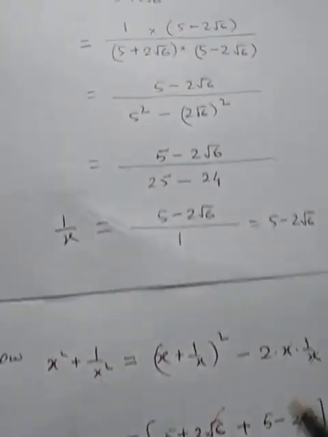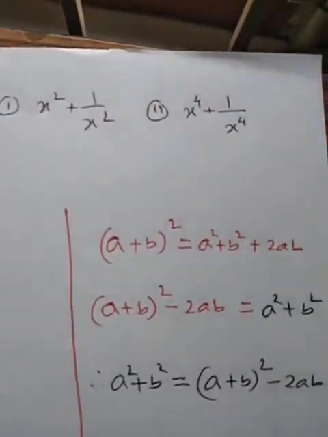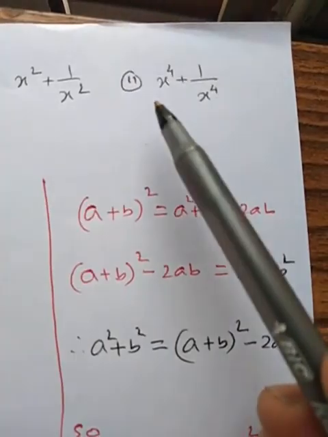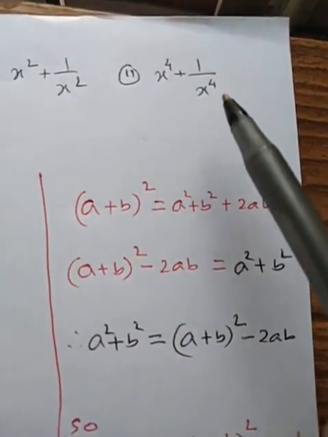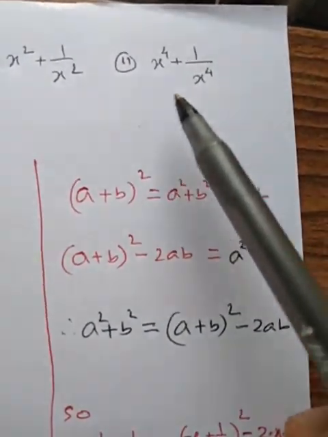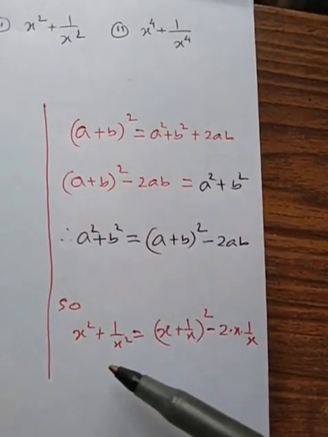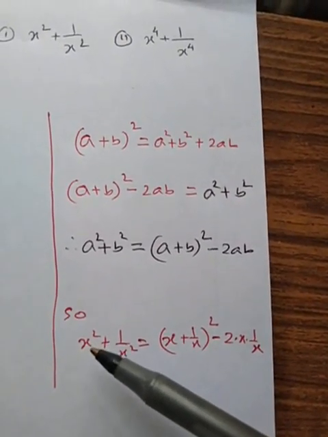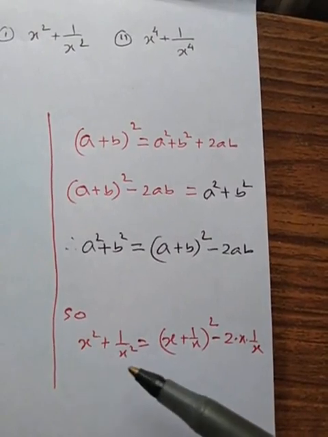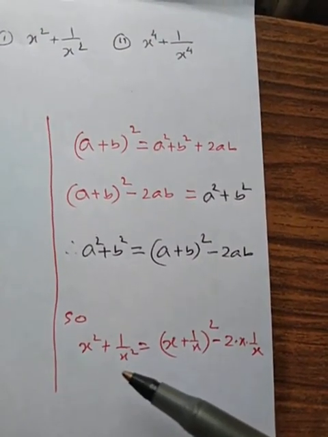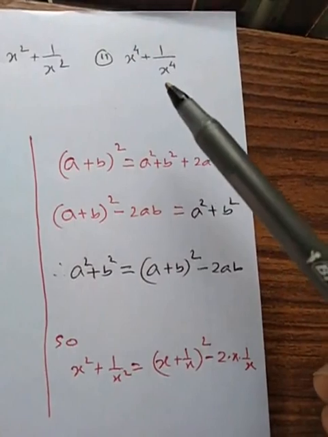Then you can see the next sum. Next is given, we have to find x to the power 4 plus 1 by x to the power 4. Here also you can use the same identity, where the x will work as x square and here also this x will work as x square. See how?